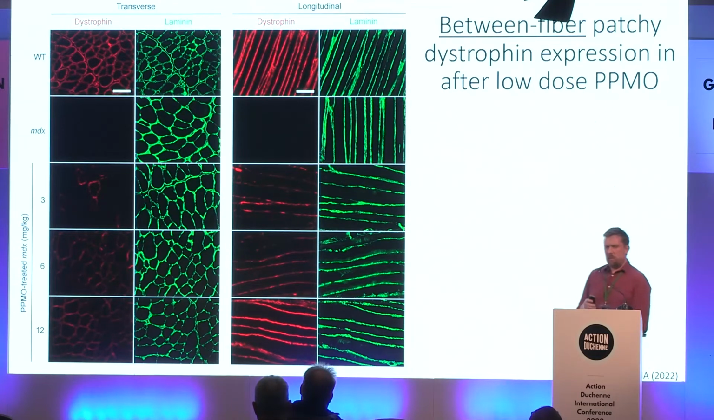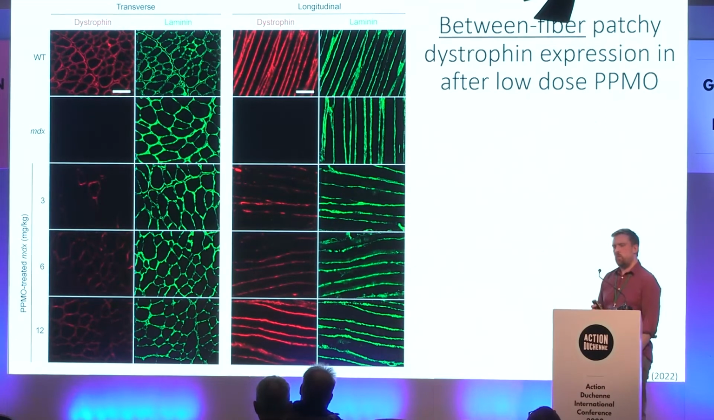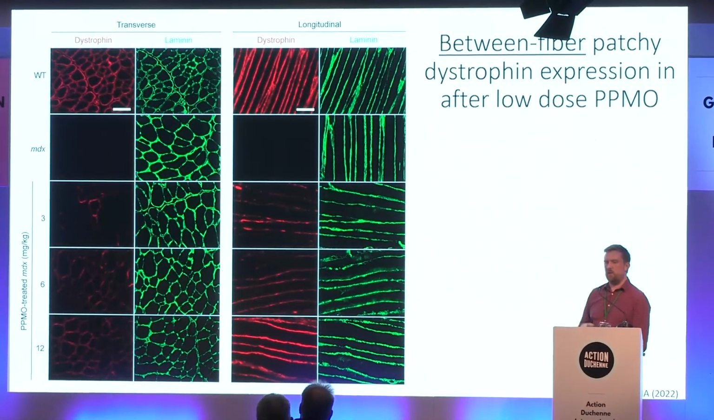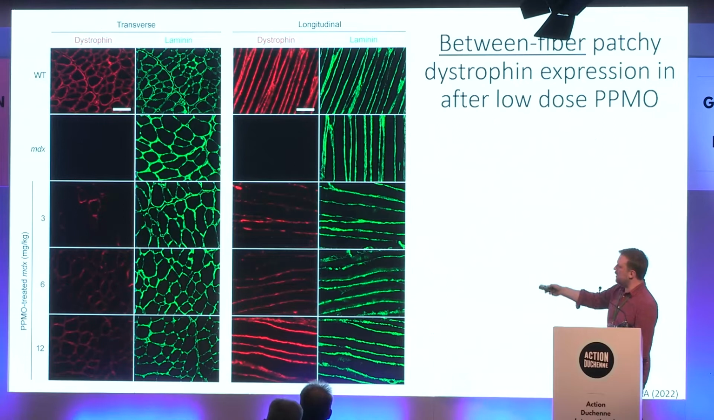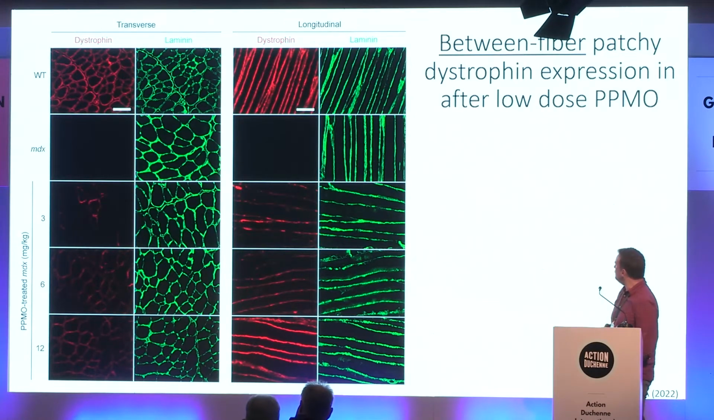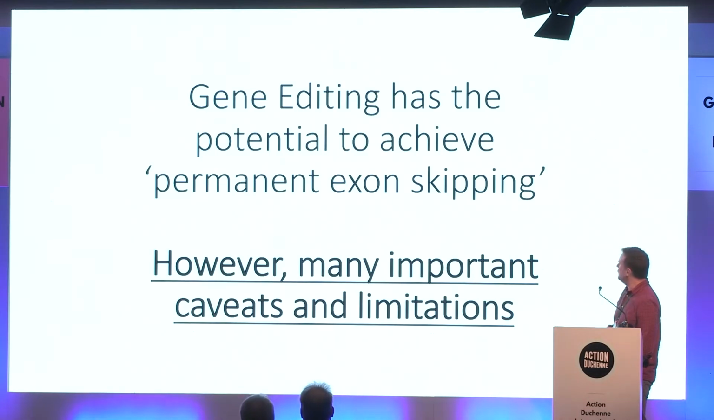But importantly, when we looked at the immunofluorescence staining to see where the dystrophin was in these fibers, we see a relatively uniform pattern of expression within fibers. There is some variation in the 3 mg per kg dose, which is in the middle of this panel. You can see there are some positive fibers in a sea of negative fibers. But when we look in the longitudinal section, so imagine looking in this orientation, the dystrophin expression is largely uniform.